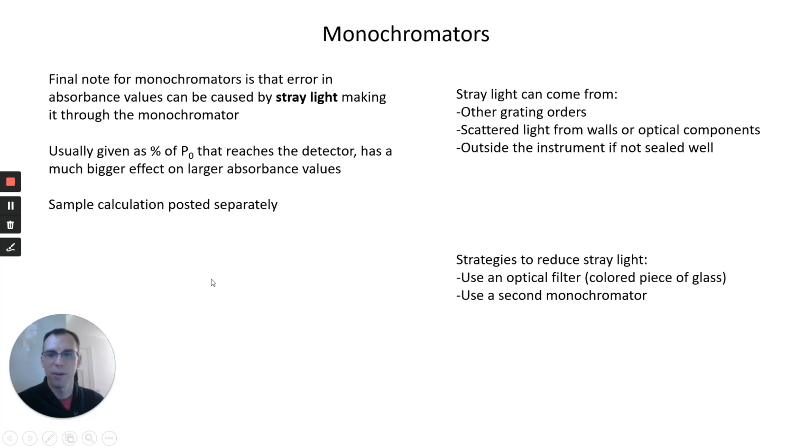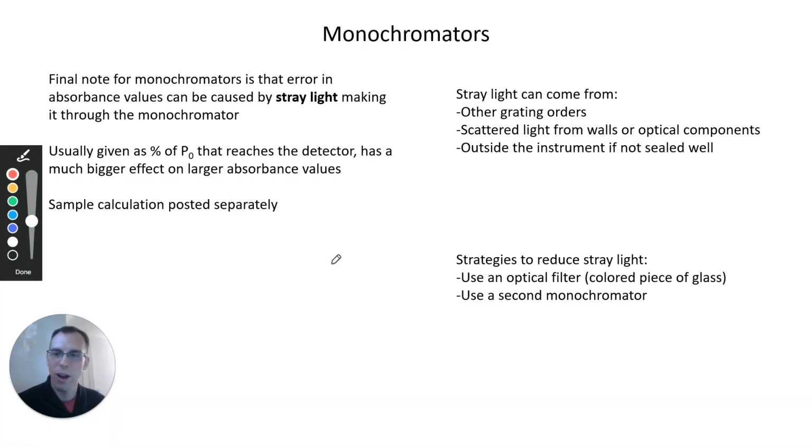One more slide on monochromators. Something else that we worry about with monochromators and spectrophotometers in general is stray light. If light makes it through the monochromator that's not at the wavelength we want, it won't be affected in the same way by the sample, and it will lead to errors in our measurements. So stray light is an issue. It's always going to be present to some amount, but we would like to limit it as much as possible.